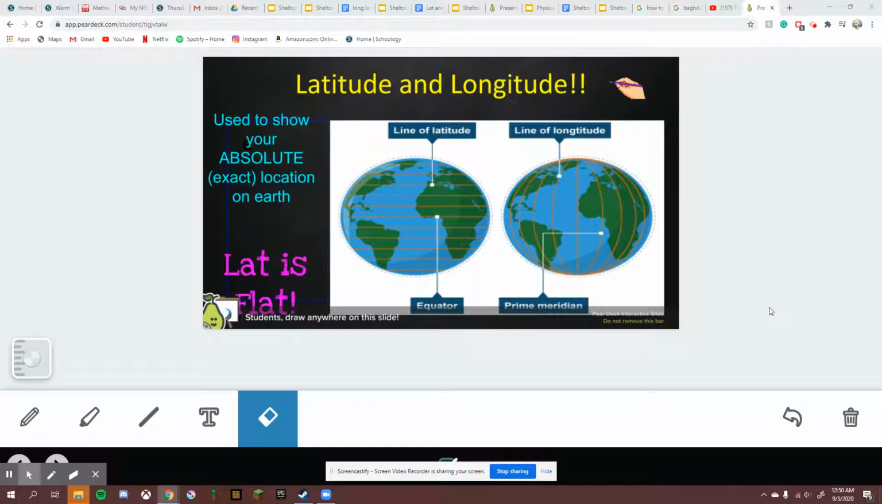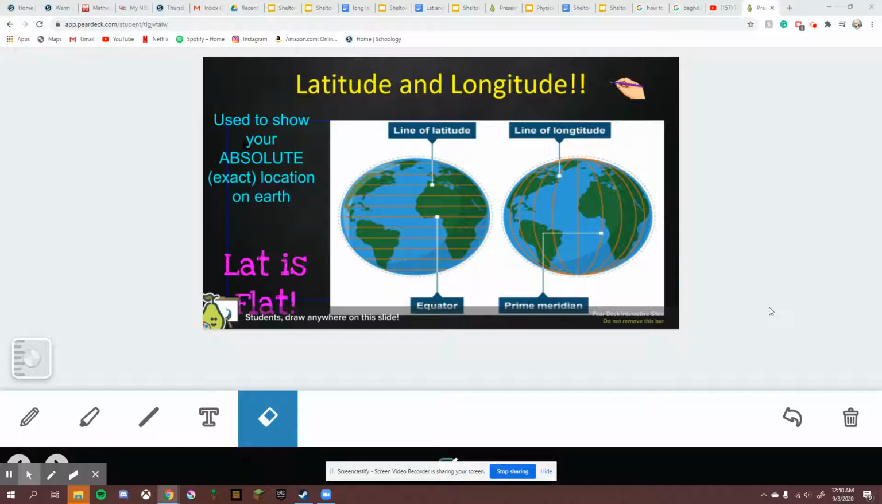Hey everybody. Okay, so I want to take a couple minutes to look at some absolute location information. Now, I know you guys watched a bunch of videos yesterday and did some practice on Wednesday, but this idea of longitude and latitude is a really complicated idea for a lot of people to understand. So I want to make sure I explain it as best I can.